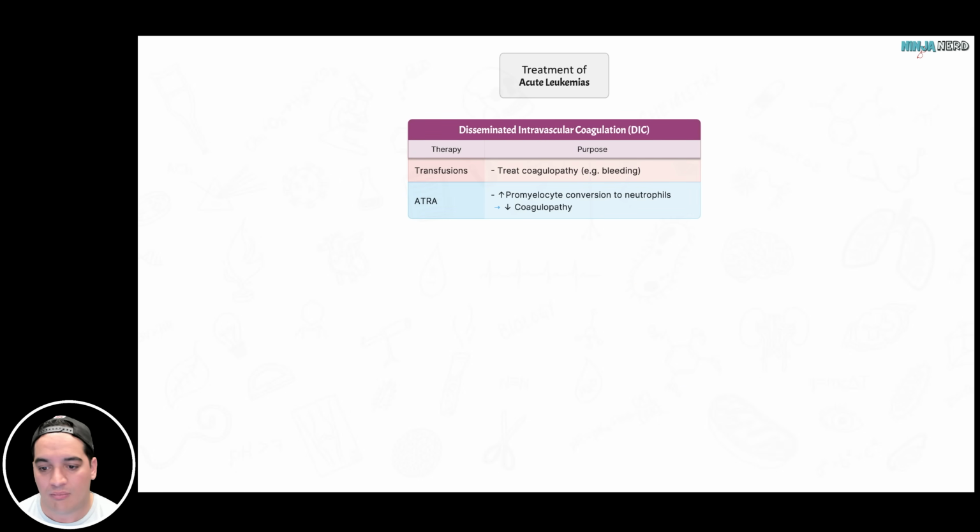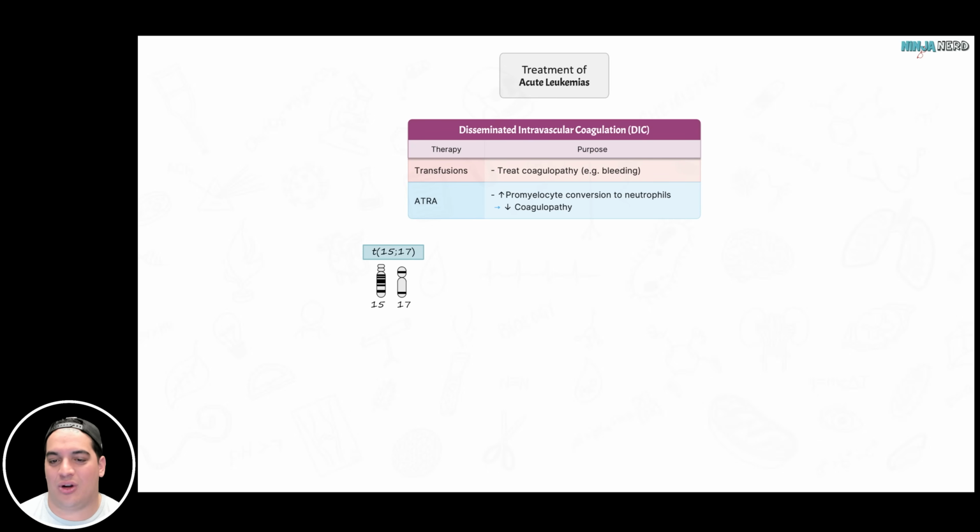All right. Now, DIC, a lot of it's really just supportive. If a patient has low platelets and they're bleeding, you give them a platelet transfusion. If they have a low hemoglobin, in this scenario we wait for at least less than 7, and we'll transfuse packed red cells. If they have bleeding and an increased PT and PTT, you can give them FFP. The thing about DIC with acute leukemias, especially APL, is that we actually do have a specific treatment, and it's called all-trans retinoic acid, often abbreviated ATRA.